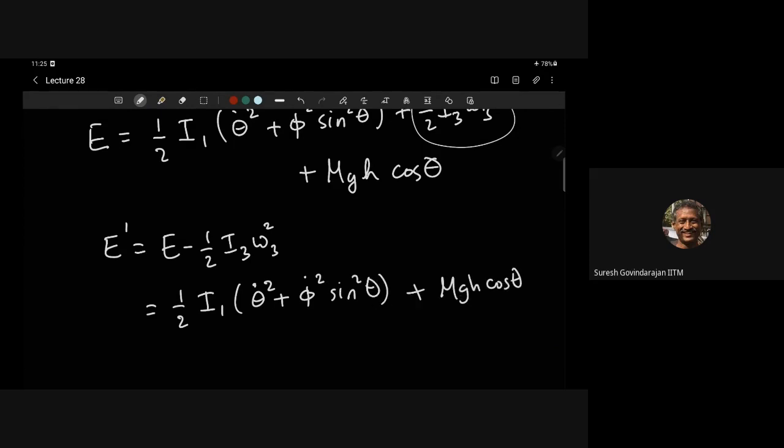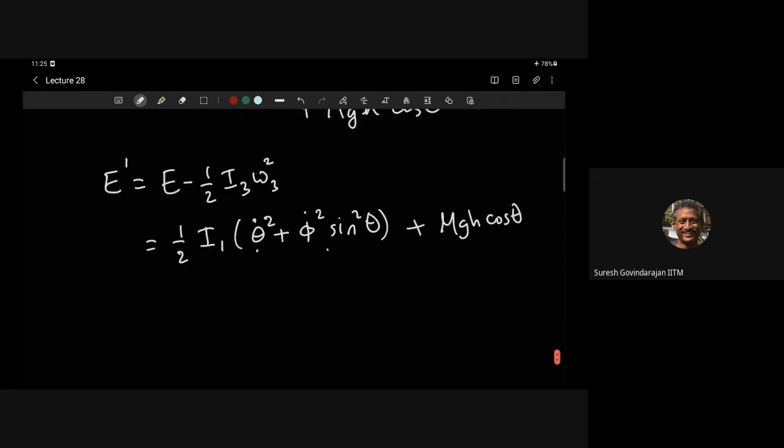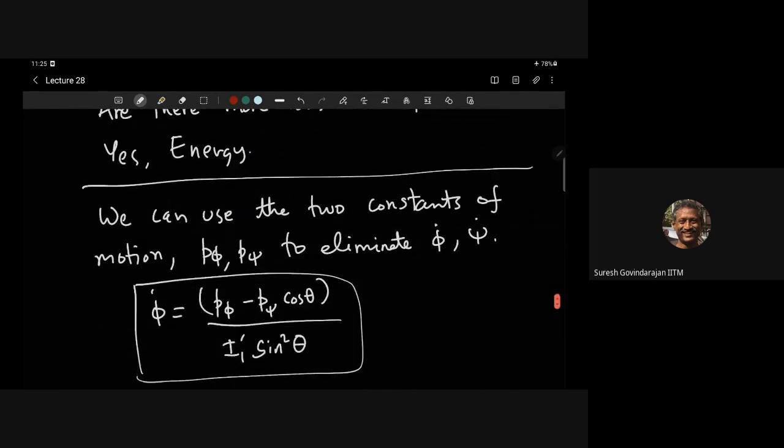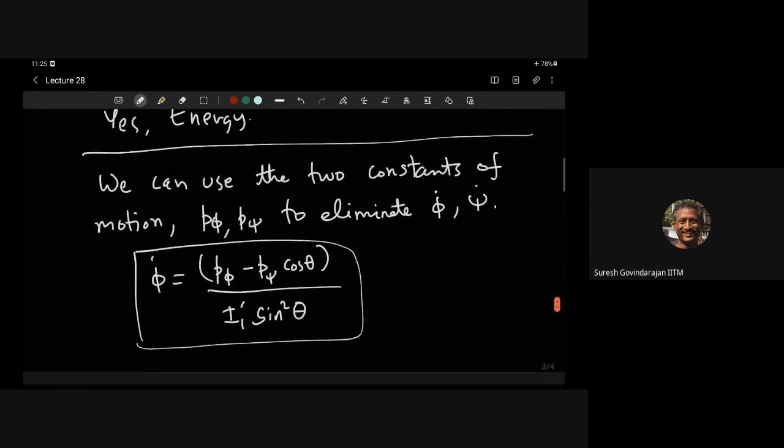We are not done yet. What we have to do now is to go ahead and trade this combination for P phi and P psi, and that's not very hard. Just check, it is half I1 theta dot squared plus phi dot squared sine squared theta. If you come back here and see, it's just this.